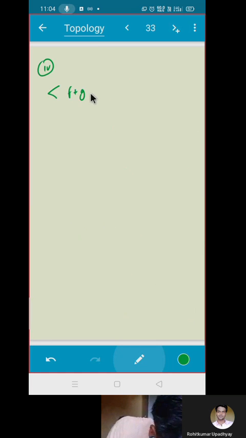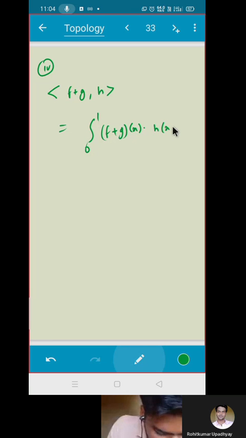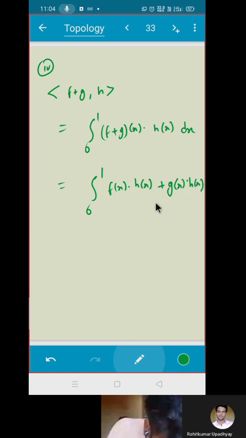Inner product of f plus g comma h, correct? Yes, sir. So what will it be? It will be the integral from 0 to 1 of f plus g of x into h of x dx, which is the same as, what is f plus g of x? That is f of x plus g of x. So it will be equal to the integral from 0 to 1 of f of x into h of x, I'm just multiplying h of x, I hope that is clear to you, plus g of x into h of x, correct? And dx.